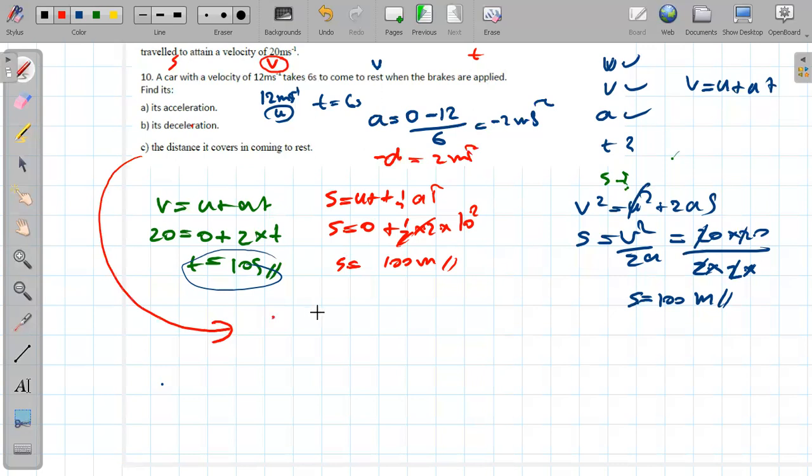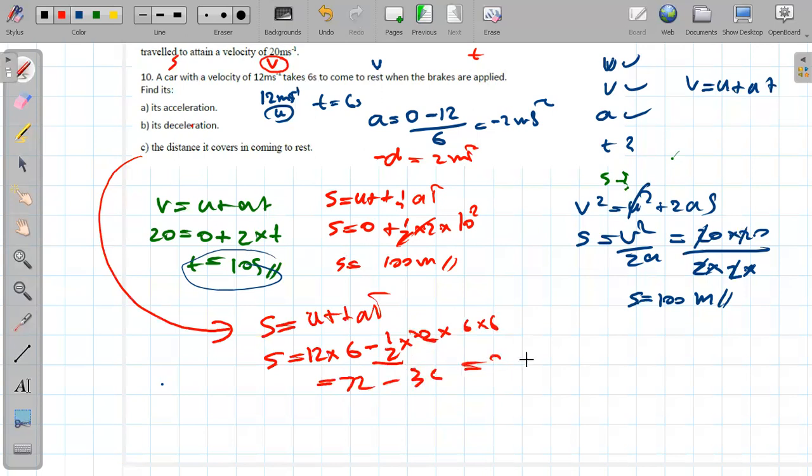The distance covered while coming to rest: s equals ut plus half at squared. So u is 12 times the time taken, 6, minus half times the acceleration of 2 times t squared, 6 squared. 12 times 6 is 72, 6 times 6 is 36. The answer is 36 meters. Did you get all these answers correct?